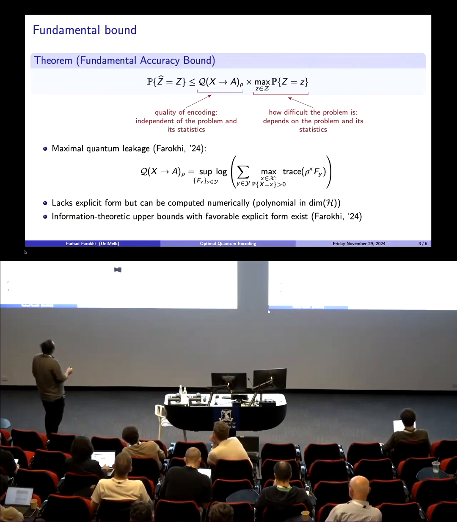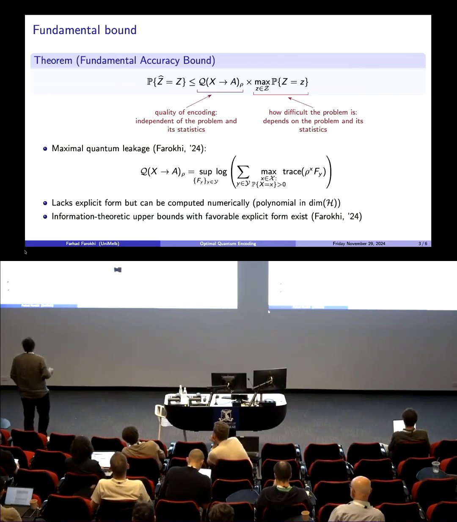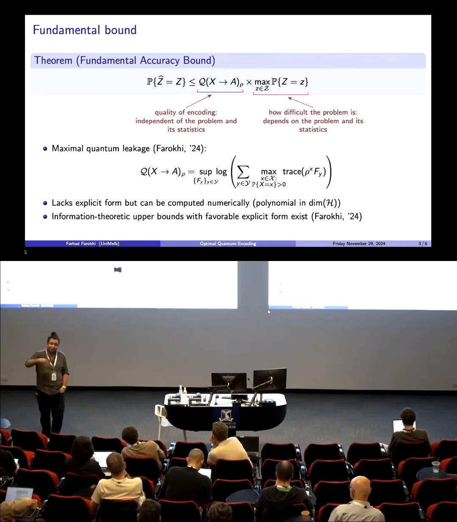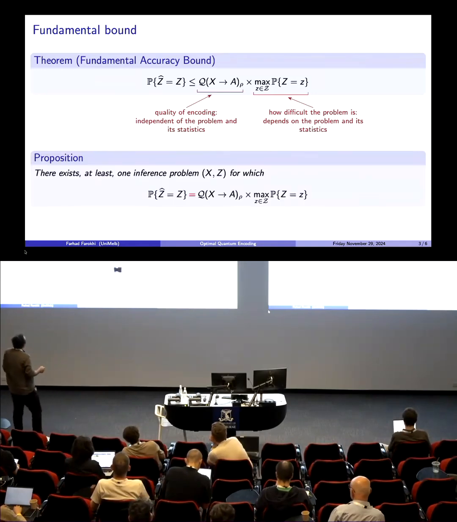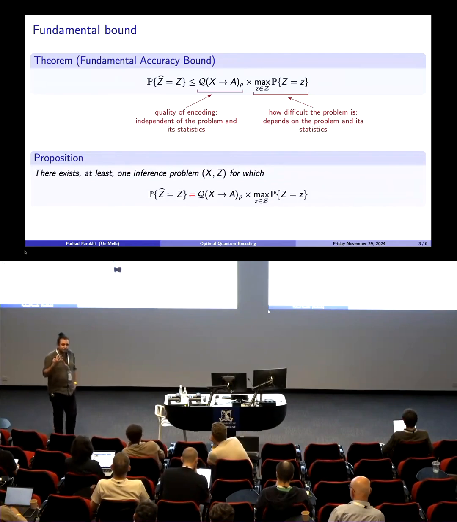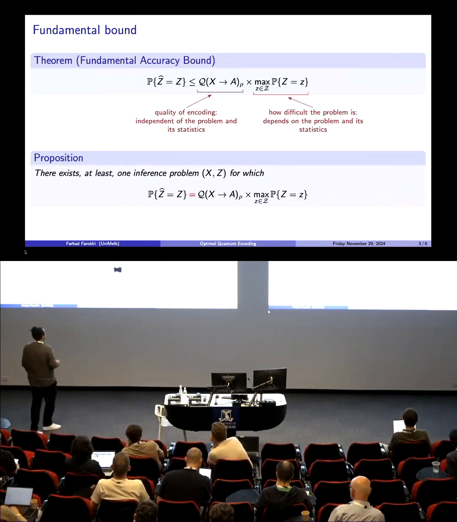So these two terms get multiplied by each other, and they give you an upper bound for the probability of having this accurate thing. And the same way that you have a lot of nice algorithms out there to compute the accessible information, you have algorithms that follow similar steps and give you this maximal information leakage value. Another good thing about this inequality is that it is tight. There is an instance of your statistical inference problems for which you can attain this inequality, okay?